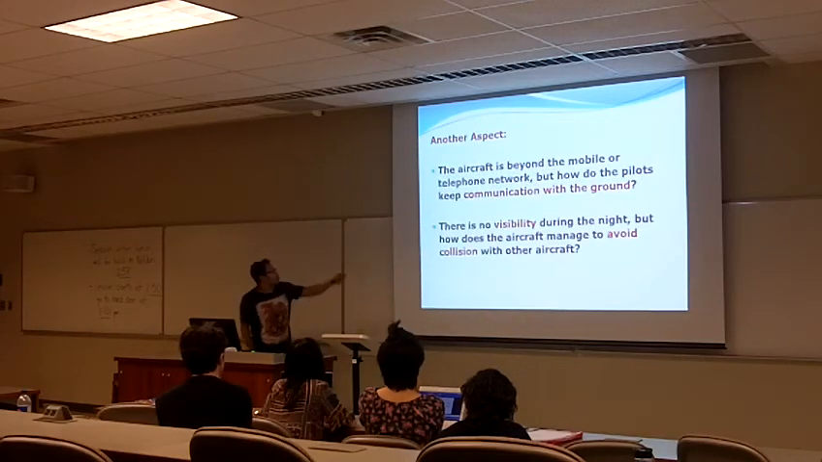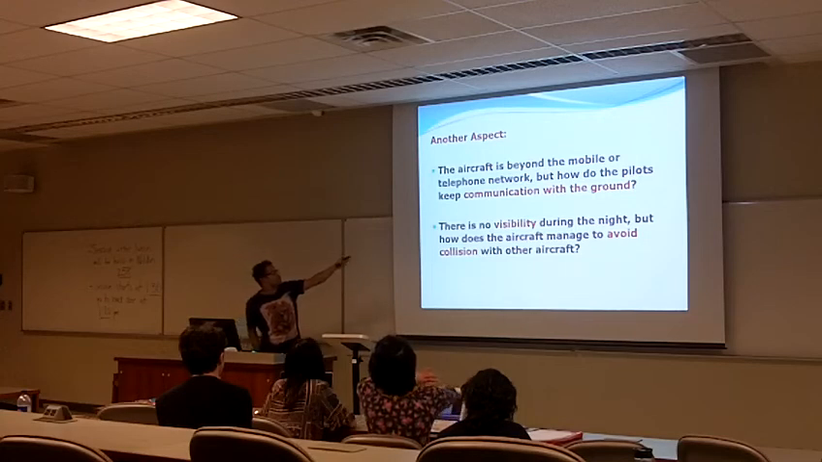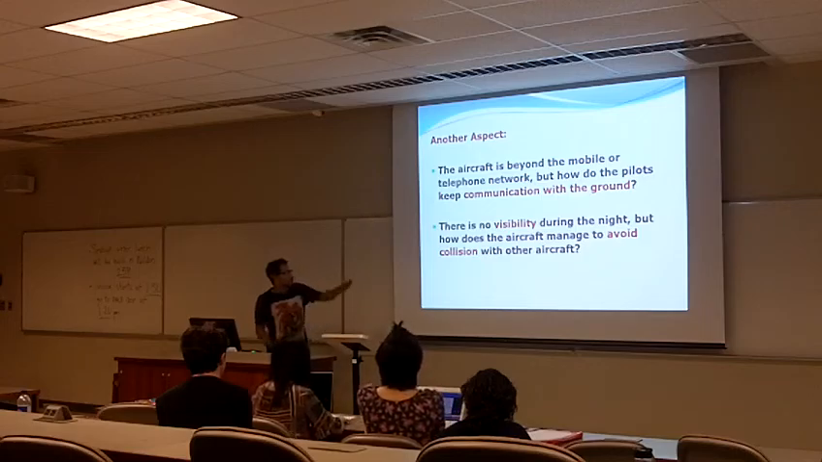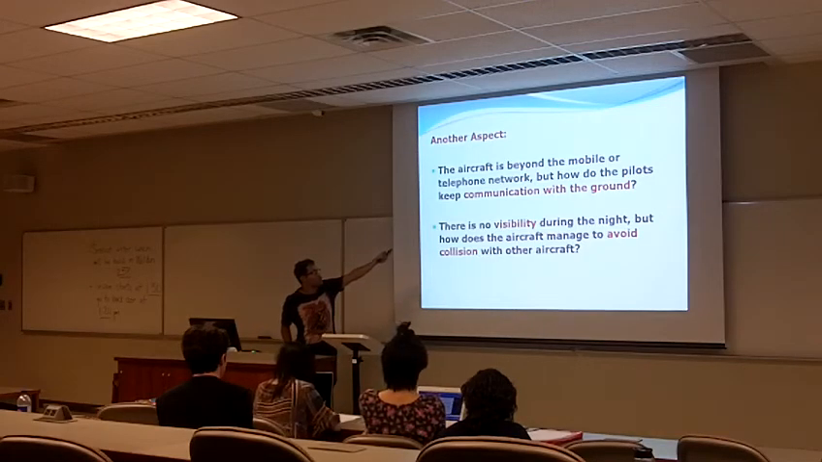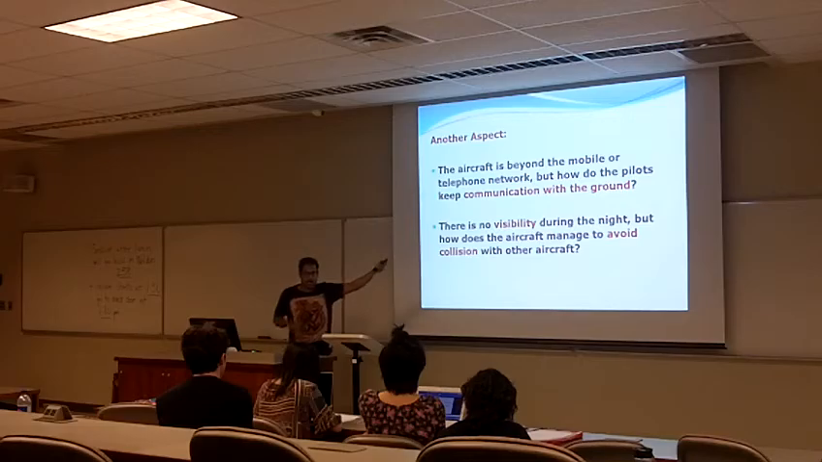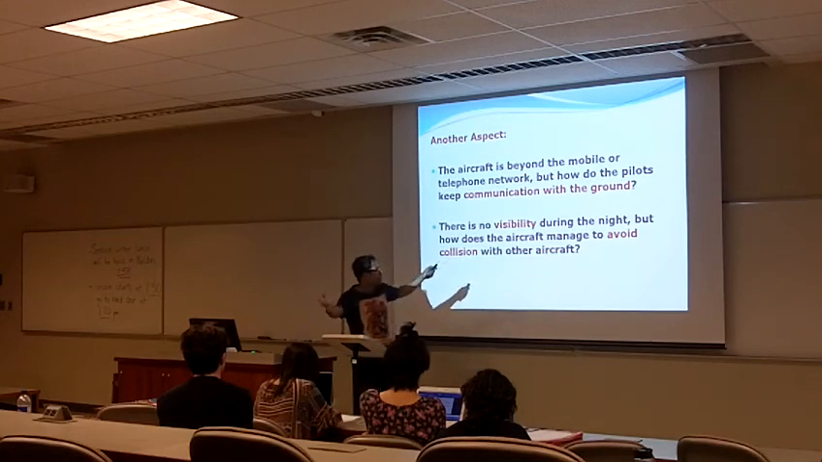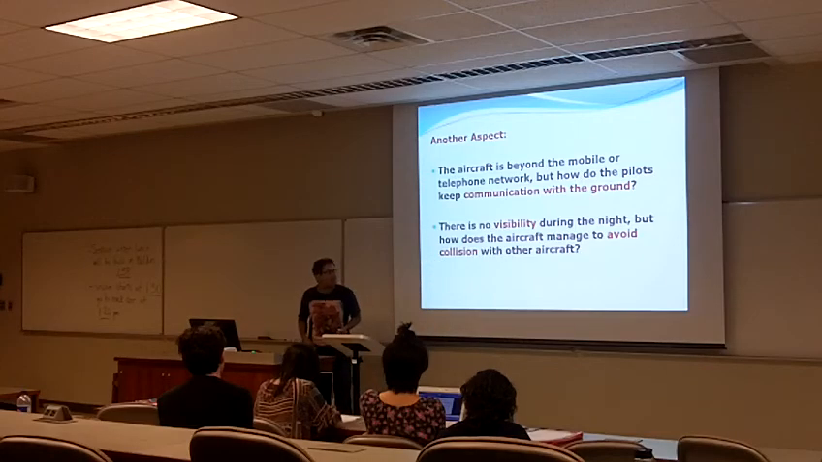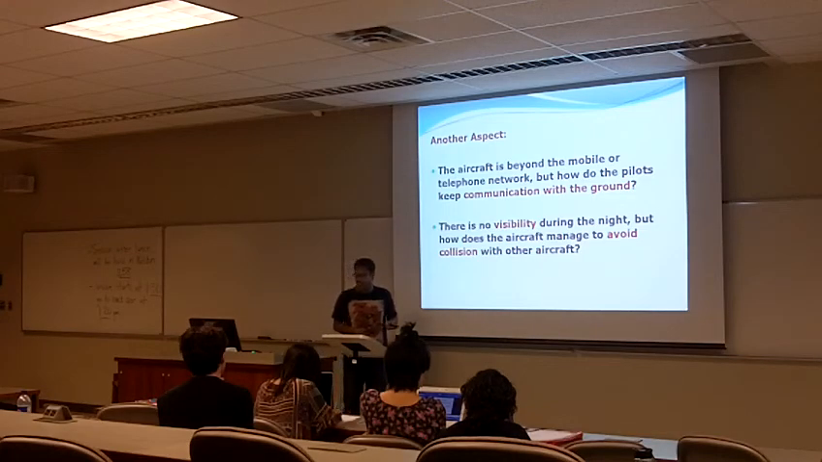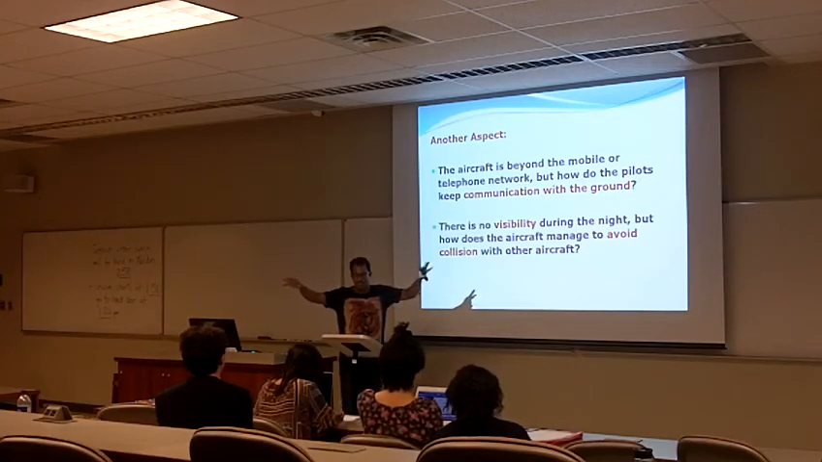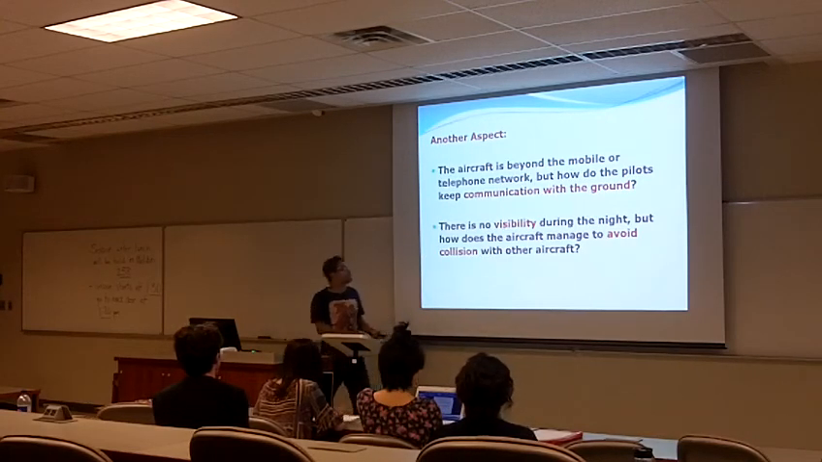And another thing is, there is no mobile phone network, there is no satellite communication to the ground. So how do the pilots communicate with the ground? They are always talking with the airport people. And also there is no visibility during the night time. So how do they manage to avoid collision with other aircraft? Because you cannot see anything, there is no light. So you have to avoid collision with other aircraft.